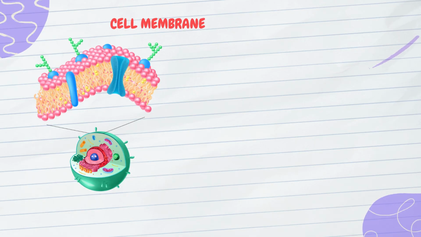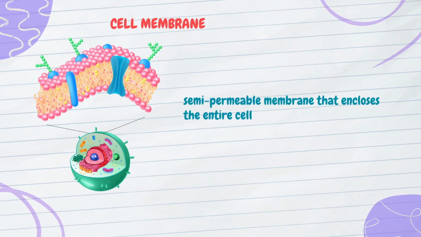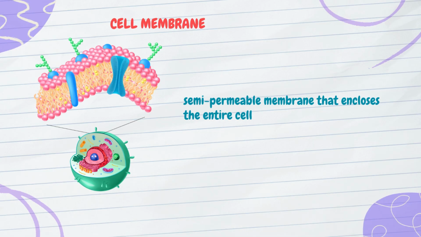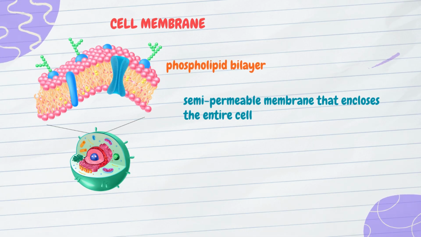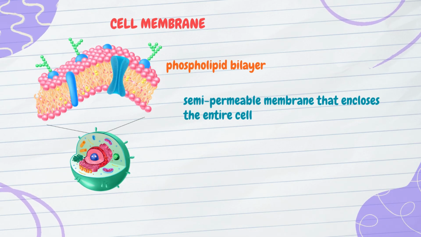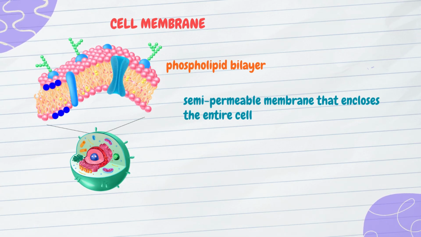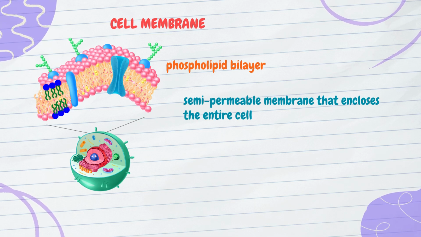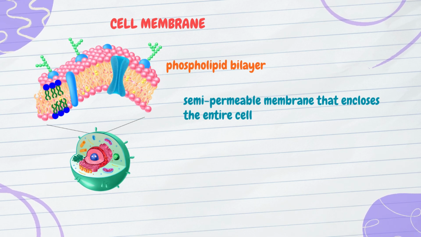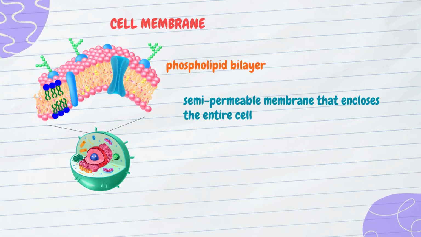The cell membrane is a semi-permeable membrane that encloses the entire cell, providing a protective barrier. The cell membrane consists primarily of a phospholipid bilayer with embedded proteins and other molecules. The phospholipids arrange themselves with their hydrophilic water-loving heads on the outer and inner surfaces, while their hydrophobic water-repelling tails face inward. This arrangement forms a stable barrier that separates the cell's internal environment from the external surroundings.